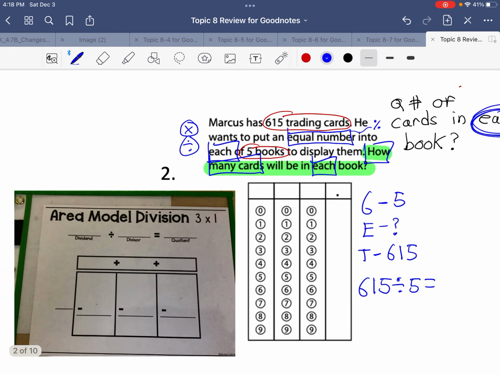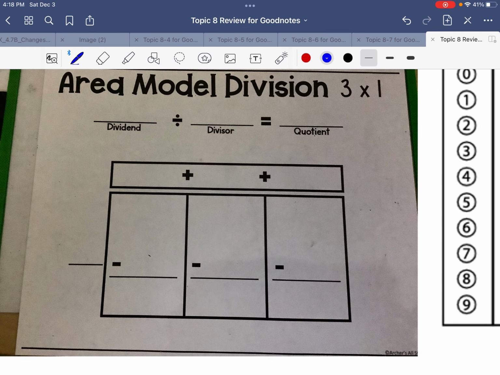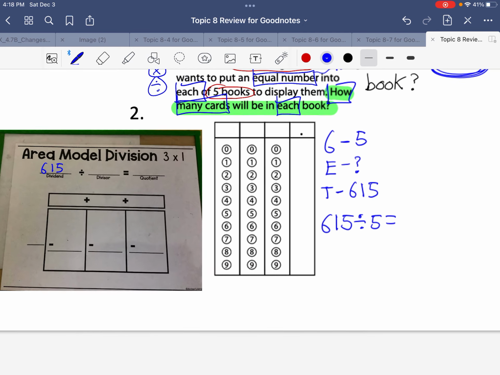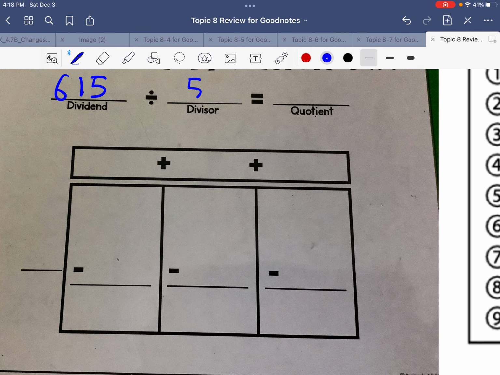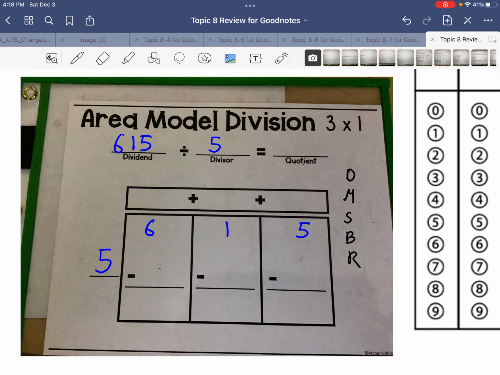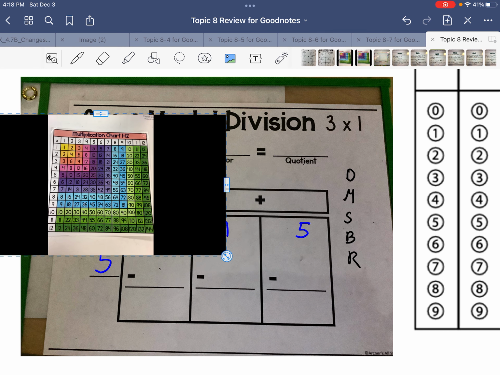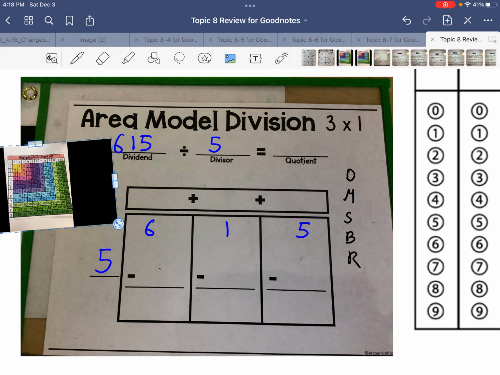I already have my chart here. So my dividend's my big number, 615. My divisor is my small number, 5. And I'm going to set it up. So 6 goes in the first one, 1 in the second one, 5 in the third. And my divisor 5 will go on the side. Put my steps: divide, multiply, subtract, bring up, repeat. And I'll take out my multiplication chart to help me.